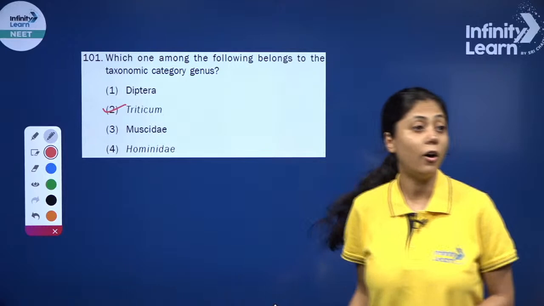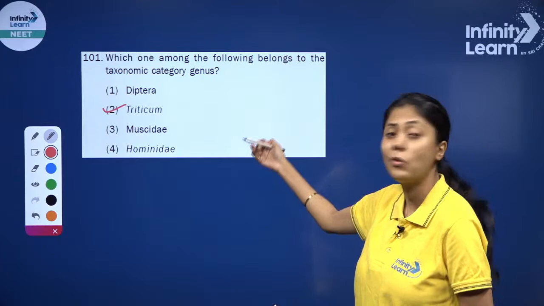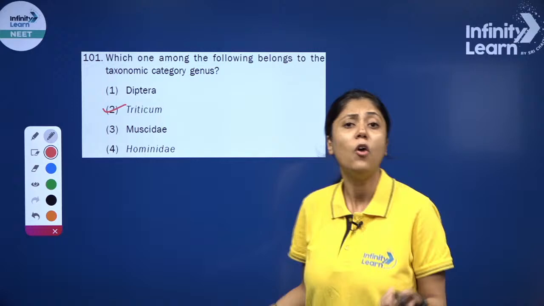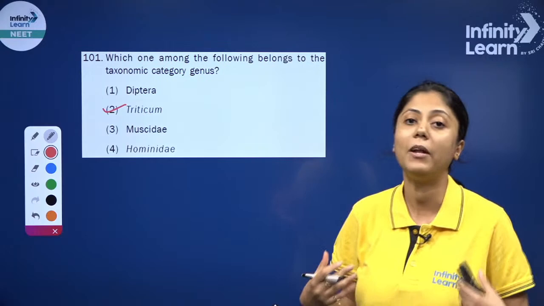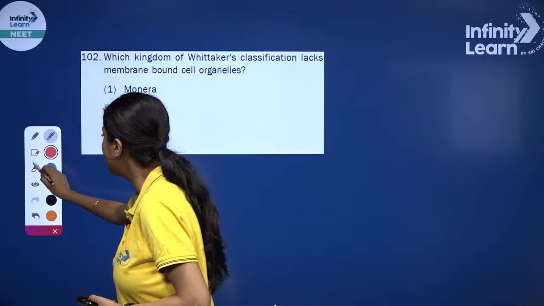Sorry for this delay. Diptera is not a genus. Musidae is not a genus. And Hominidae is also not a genus. Correct? Musidae and Hominidae, what are they? What is Hominidae? You know, right? It is a family. Correct? Hominidae is the family of Homo sapiens. Right? Next question. So I'll just clear this.